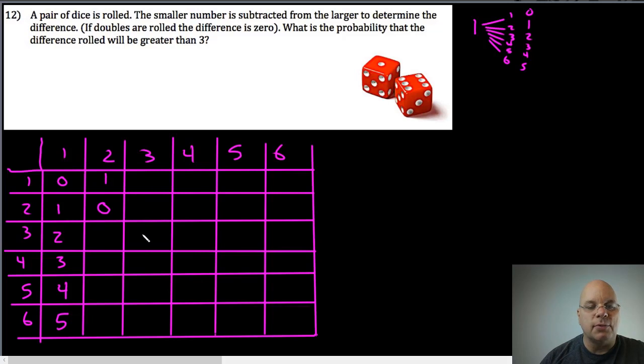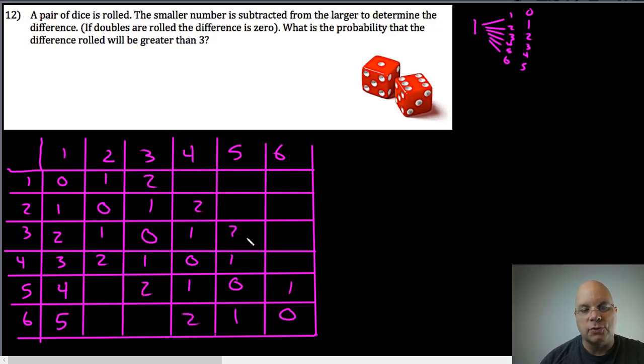If you keep filling in this table or this grid, you'll see a pattern. All of the doubles result in a difference of 0. Everything down this diagonal has a difference of 1, as does everything down this diagonal. It's a little different than when we did the sums of the two numbers. Everything down this diagonal will be a difference of 2. Same here, differences of 2. Difference of 3 down this, oops, not there. Down this diagonal and this diagonal. Get a difference of 4 on these two, difference of 4 on these two, and a difference of 5 in these corners.